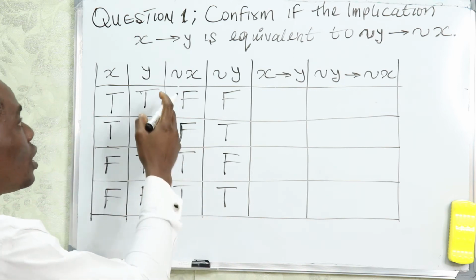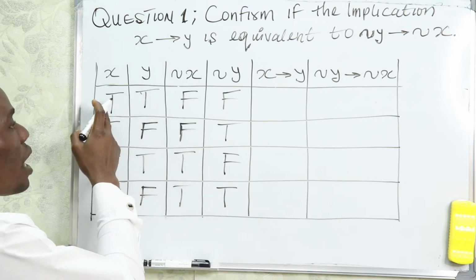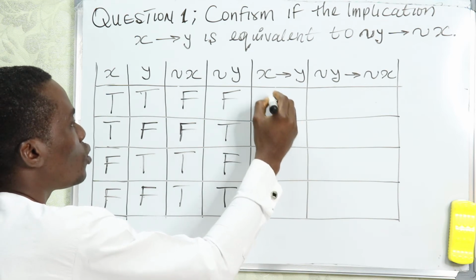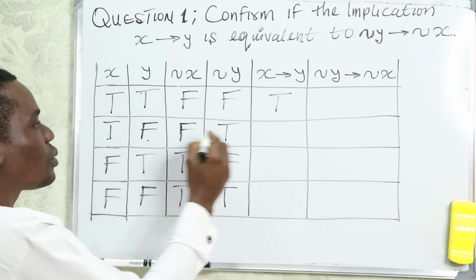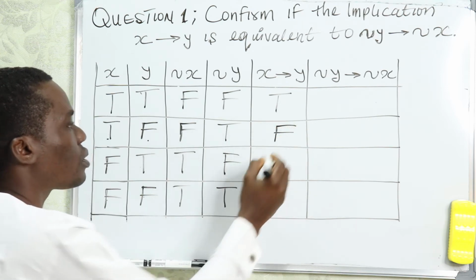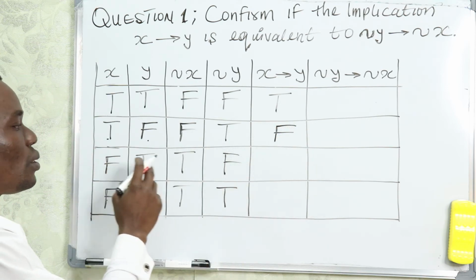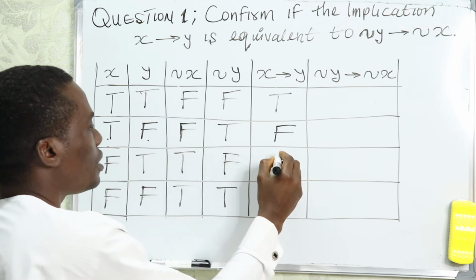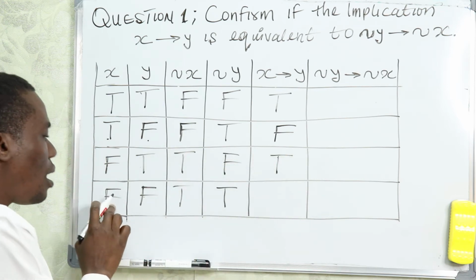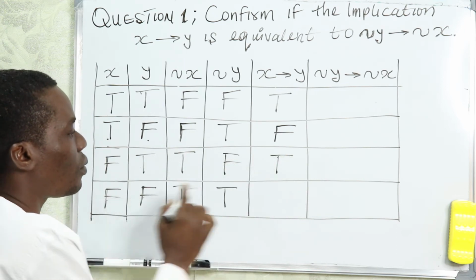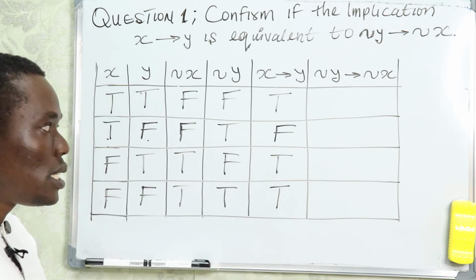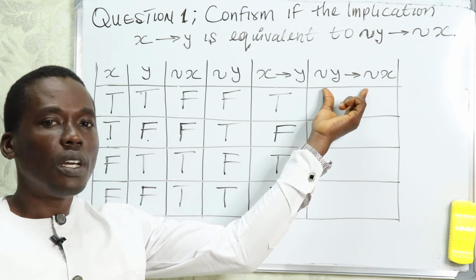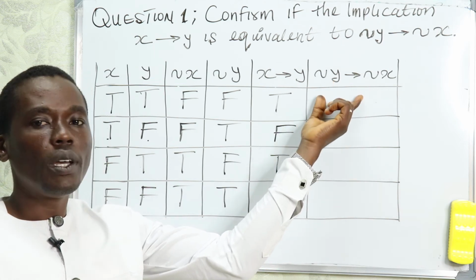Now we have X and Y true. That will be true. X is true and Y is false. That means this will definitely be false. X is false and Y is true. That means this will be true. X is false, Y is false. That means this statement will be true. Same thing goes for this, but notice that this is also inverted.